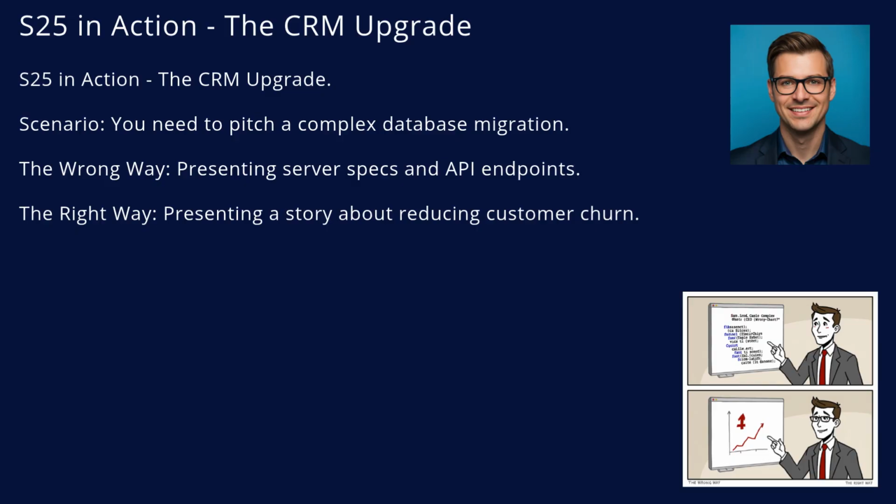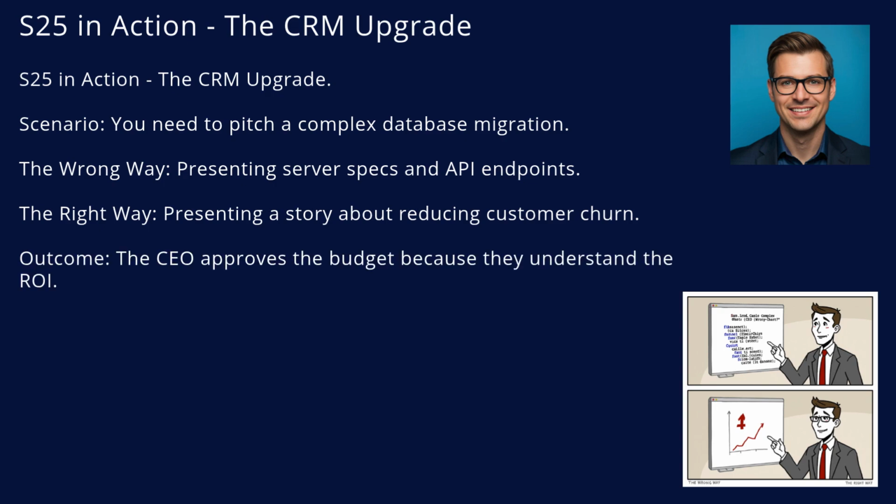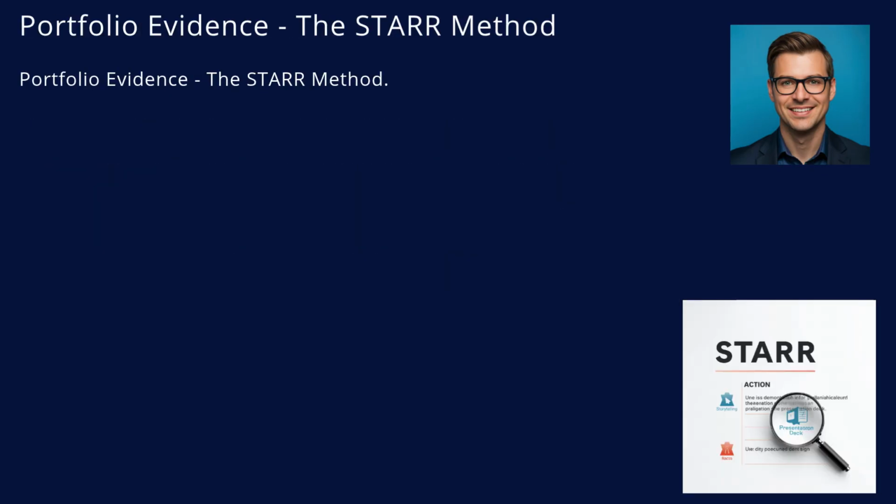You tell a story. You explain that disjointed data means sales reps are double calling clients, frustrating them and causing a 5% churn rate. You pitch the CRM as a tool to stop churn. The outcome of this approach is completely different. The CEO approves the budget immediately because you didn't sell them a database, you sold them a solution to customer churn. You communicated value.